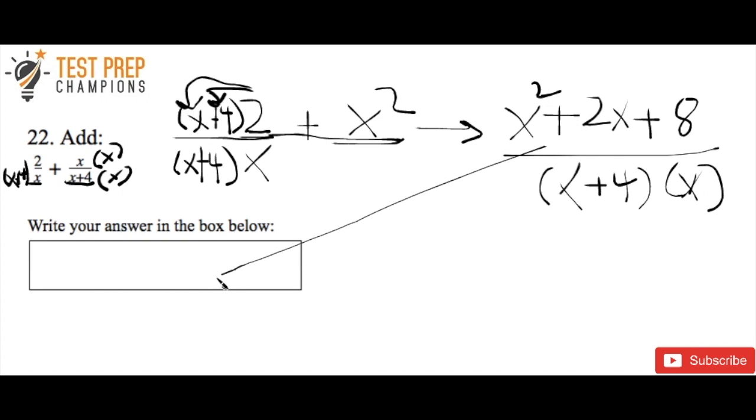Okay, so this is what would go in the box here. And if you wanted to, I suppose you could distribute this x here and distribute the x there. But you know what, since we made it this far, we're just going to count this as the answer. So hopefully this makes sense to you.